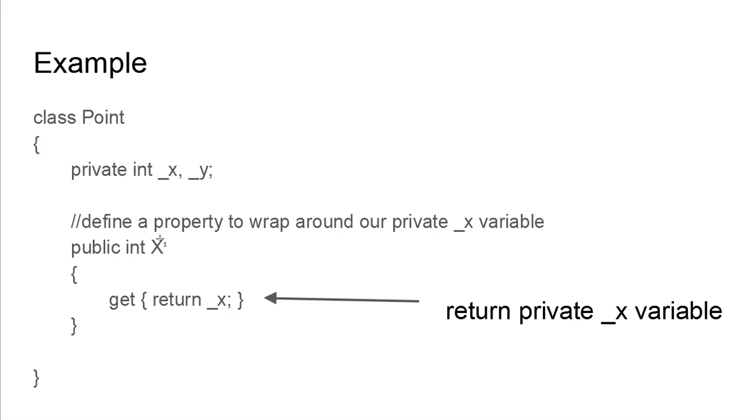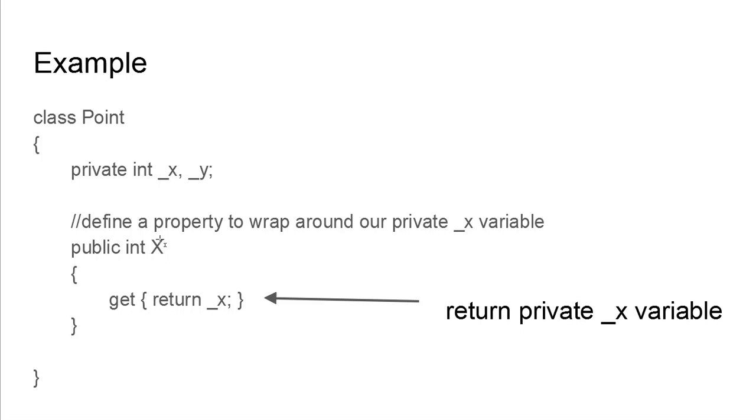So really this uppercase X, this public X property, is kind of just a pass through, or it's kind of, I hate the term syntactic sugar, but I have to use it. I hate that term.